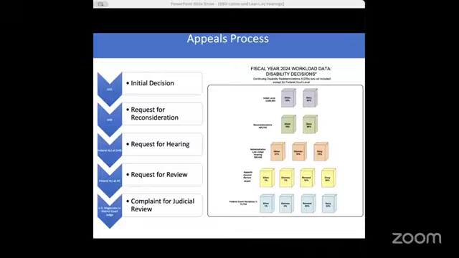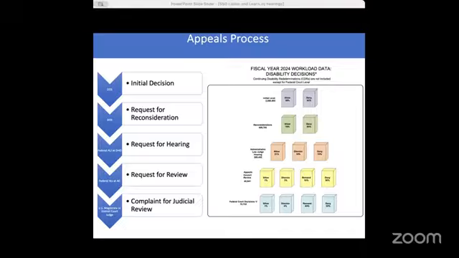And so if you apply and you get a disapproved claim, the first step of appeal is called a request for reconsideration. That's the second level here. You can see 16% of cases are allowed at this level, 84%, unfortunately, are denied.